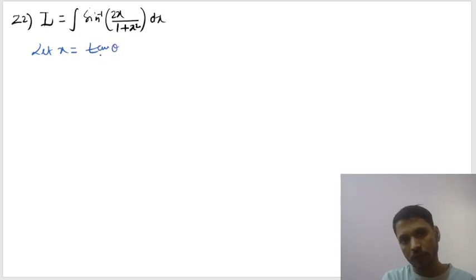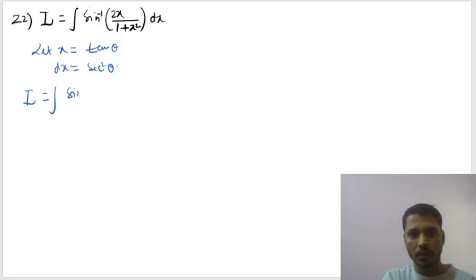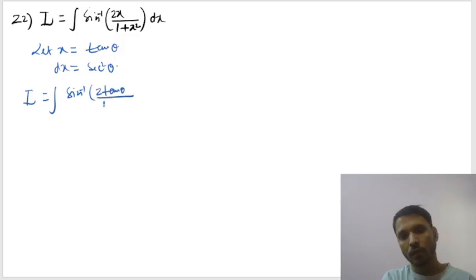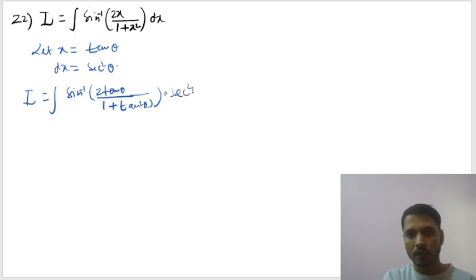X is equal to tan theta. That means if you differentiate this, dx will be equal to secant square theta d theta. And I will become sine inverse of 2 tan theta divided by 1 plus tan square theta, and here it is secant square theta into d theta. We know that this is nothing but the sine 2 theta formula.